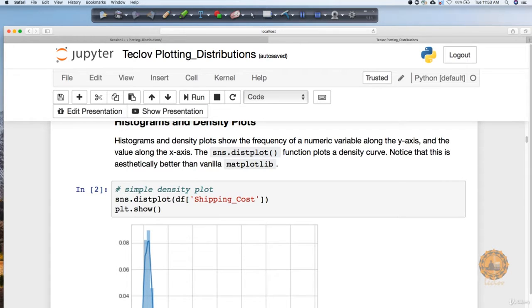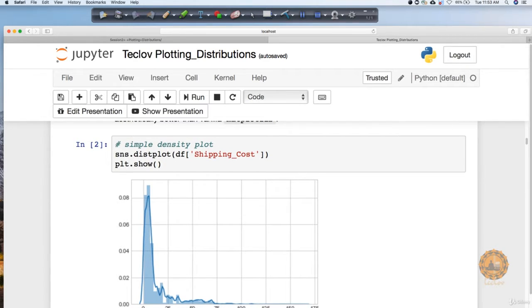While understanding Seaborn, I'm also going to take you through the concept of univariate analysis. This univariate concept will come in much more depth when I talk about exploratory data analysis, but for now, at least using Seaborn, you will get some insight into how it looks. So there is a column called shipping cost.